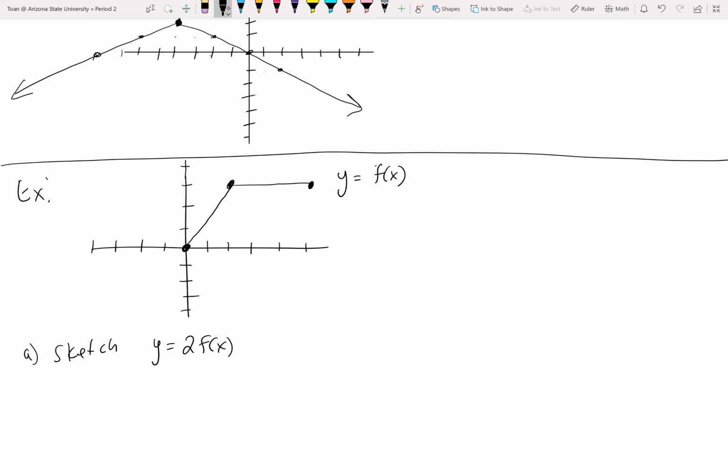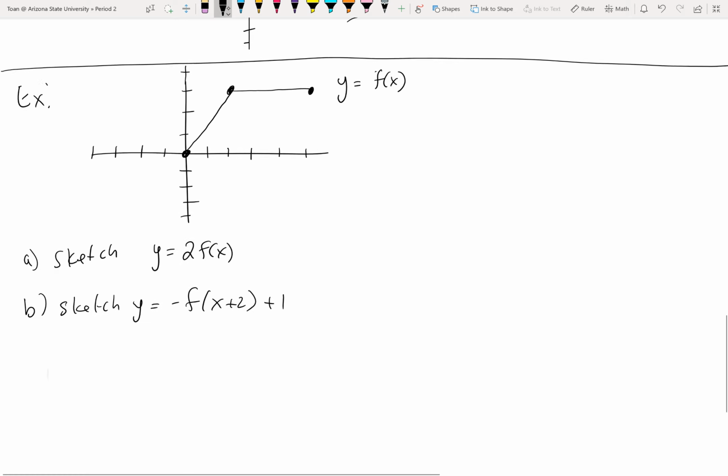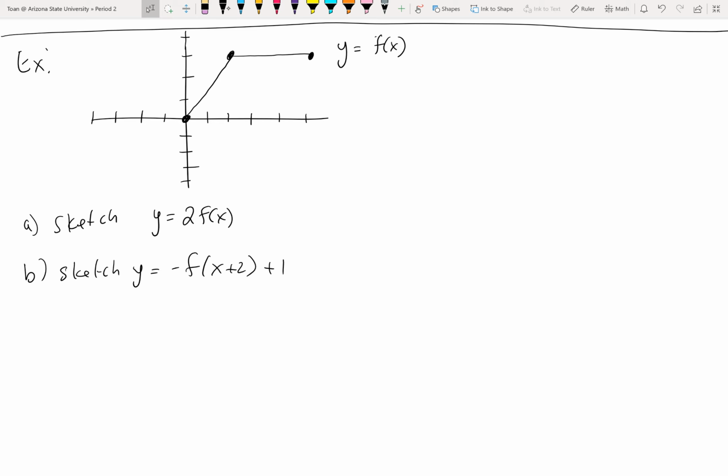Letter A, sketch y equals 2 f of x. Letter B, sketch y equals negative f of x plus 2, plus 1. This seems like a "what is going on" type of problem. Well, to answer this question, all you have to do is be able to read the transformations.